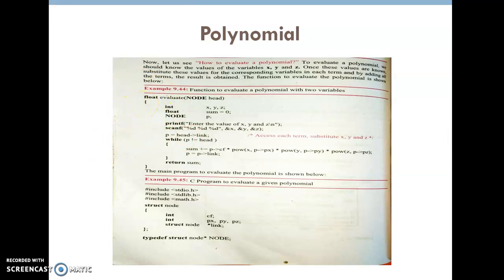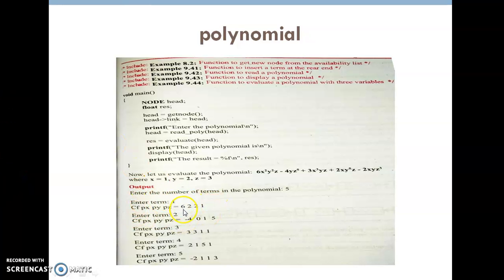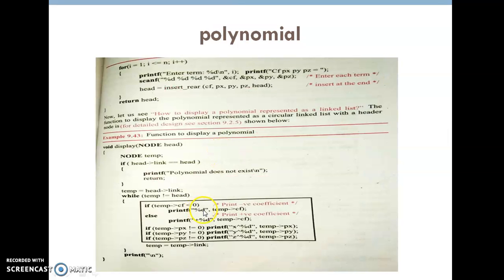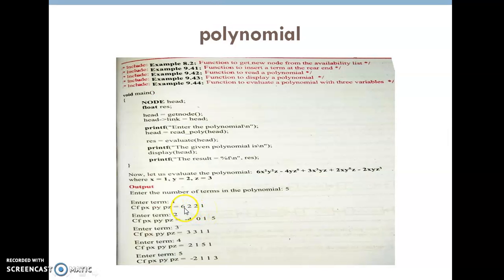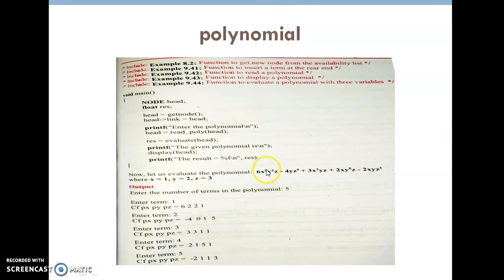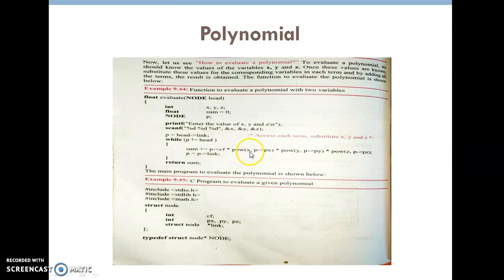We start reading each value one by one, like reading each of these terms one by one. While p is not equal to head, which is the initial head, we have to read all the nodes, one by one until the end. Then sum plus equal to p pointer cf. p pointer cf gives the coefficient of the first one, which is 6. Then into the power of x, p pointer px. Here the power of x is 2, that we multiply with the x value.